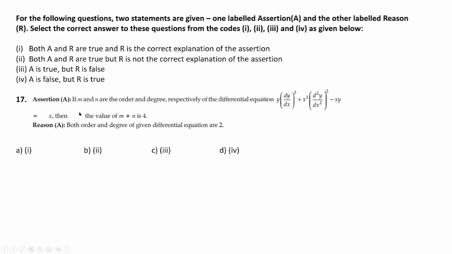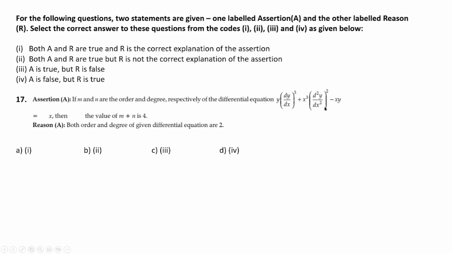Next question. Assertion: if m and n are the order and degree respectively of the differential equation y equal to (dy by dx) the whole cube plus x cube into (d square y by dx square) the whole square minus xy equal to x, then the value of m plus n is 4. So this is the assertion. For this differential equation they have taken m as the order and n as the degree, and they have said the value of m plus n is 4. This we have to check. The reason is both order and degree of the differential equation is 2.